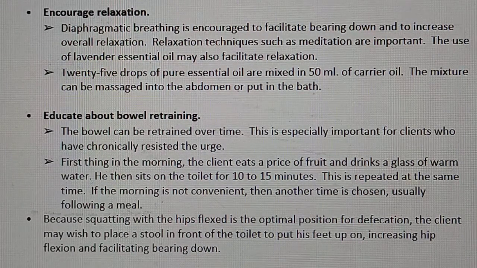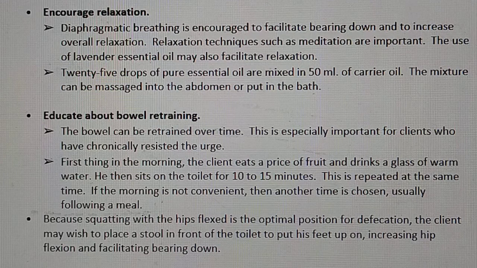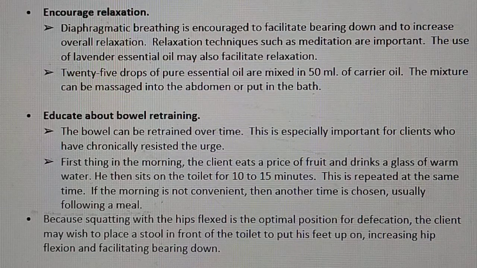First thing in the morning, the client eats a piece of fruit and drinks a glass of warm water. All right, so you're going to advise your client. He then sits on the toilet for 10 to 15 minutes. This is repeated at the same time. If the morning is not convenient, then another time is chosen, usually following a meal.